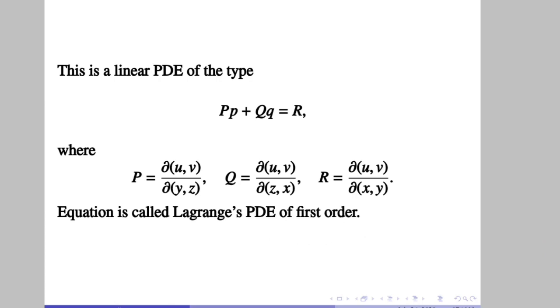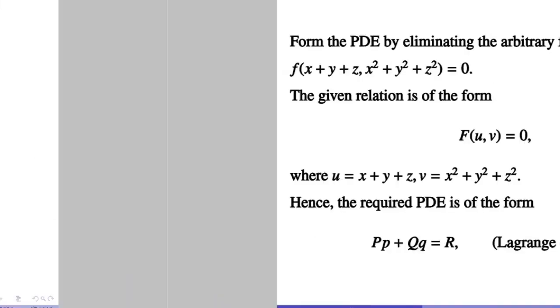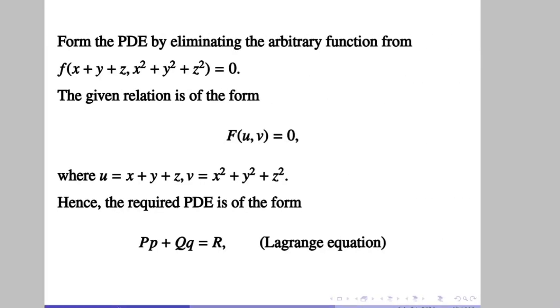So its coefficients do not contain the first derivative. Similarly, the coefficient of small q does not contain the first derivative. So this comes under a quasi-linear partial differential equation. So this is an example for this Lagrange type. Finding the Lagrange type partial differential equation: F of x plus y plus z, comma x square plus y square plus z square equal to 0.